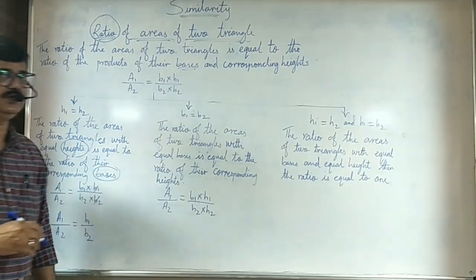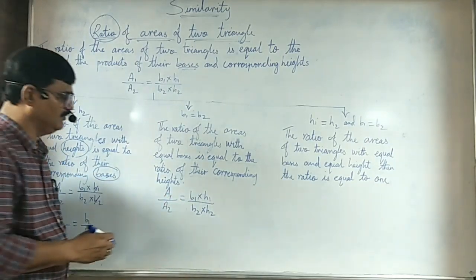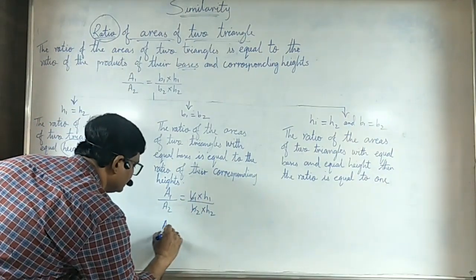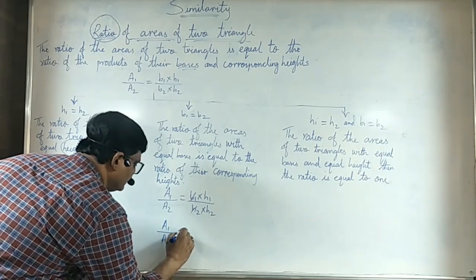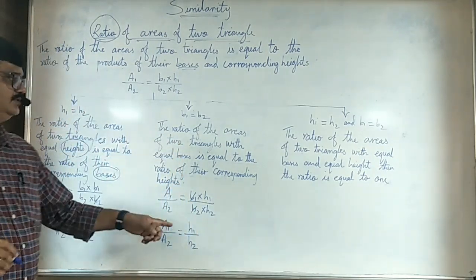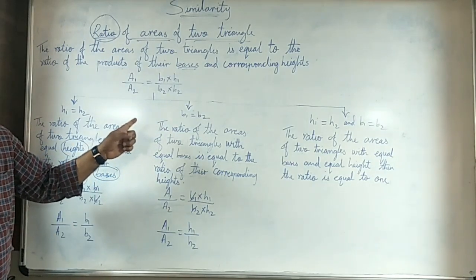What they told us now is that the values of B1 and B2 are equal. That means the bases of both the triangles are equal. If the bases of both the triangles are equal, I can cut the bases. So what I will get over here is A1 upon A2 is equal to H1 upon H2. Can you see that? That is the same property which has been mentioned over here.